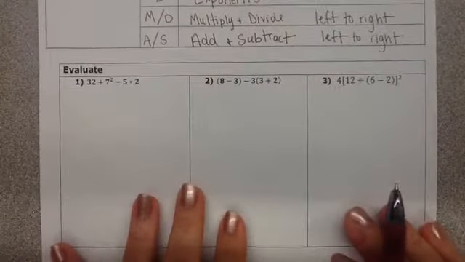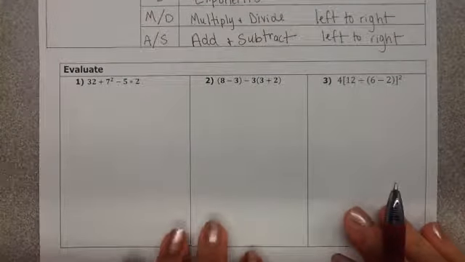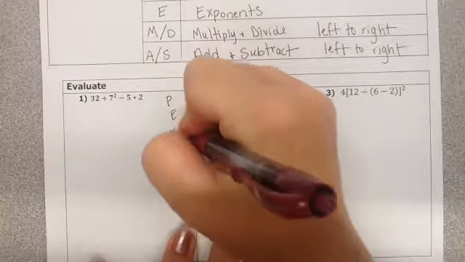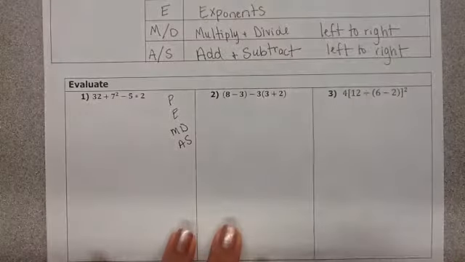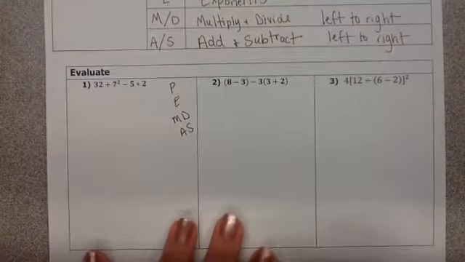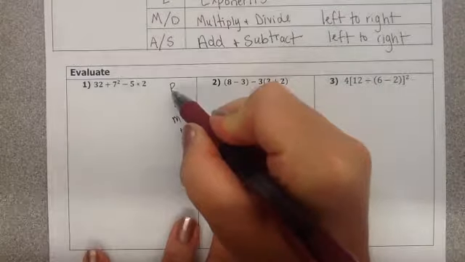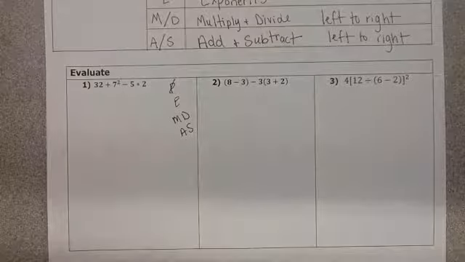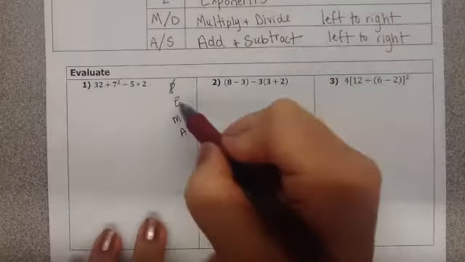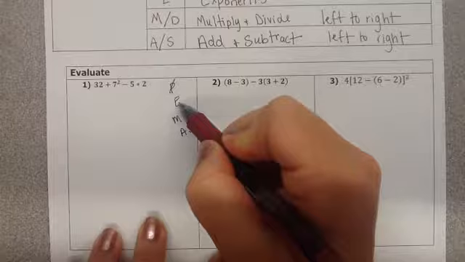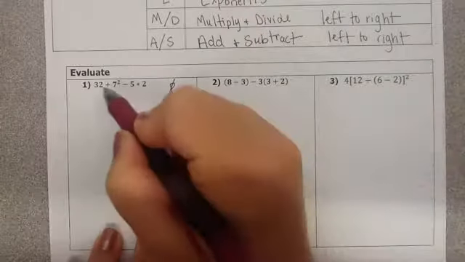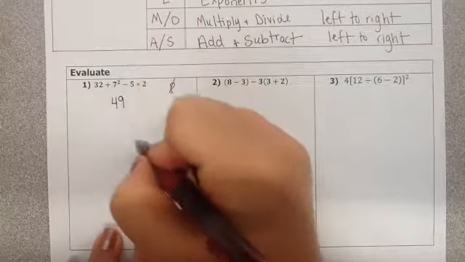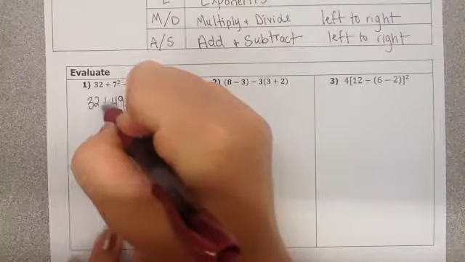So let's go ahead and look at number 1. So I want us to go through our list. PEMDAS, please excuse my dear Aunt Sally. First thing we must look for is parentheses. Any parentheses? Nope. Next, we're going to look for exponents. Do we have any exponents? Yes. 7 squared is 49. Bring everything else down.